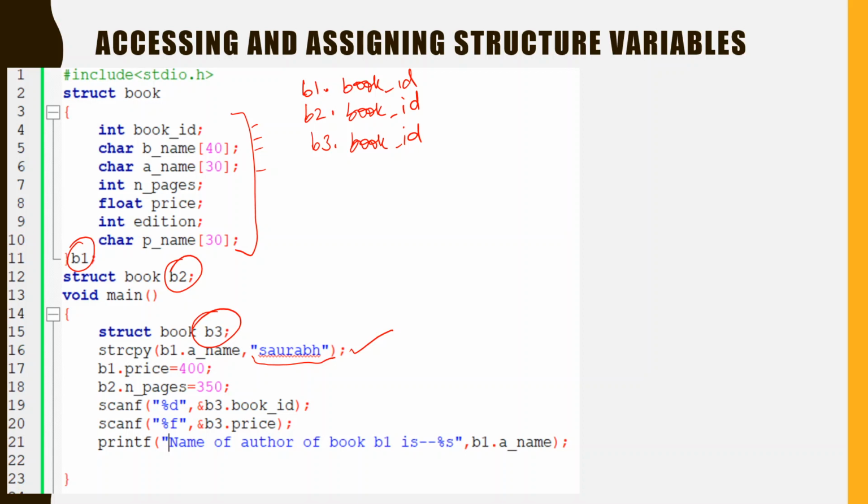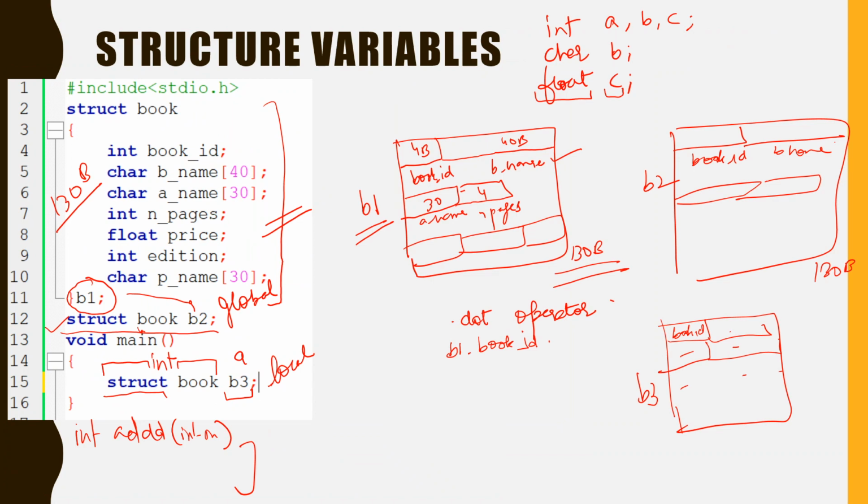We have taken some random information of the books and tried to access it. I have shown here the different methods to access. This is the method of assignment, this is the method of copying a string, and this is the method of scanf from the user. So user input can also be taken, but here you have to see that the ampersand is written before b3. Why? Because the base address is referred to by b1.